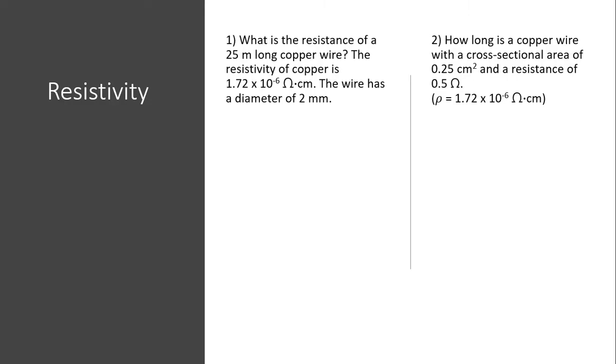So here are my resistivity questions. Looking at number 1, what is the resistance of a 25-meter long wire? The resistivity of copper is 1.72 times 10 to the negative 6, and for the wire, we're given a diameter. So we know that the resistivity formula to find resistance is equal to rho, which is the resistivity, times the length of the wire divided by the cross-sectional area of the wire.